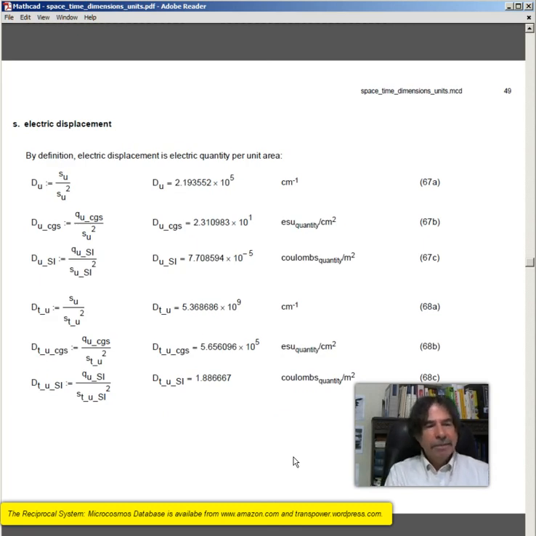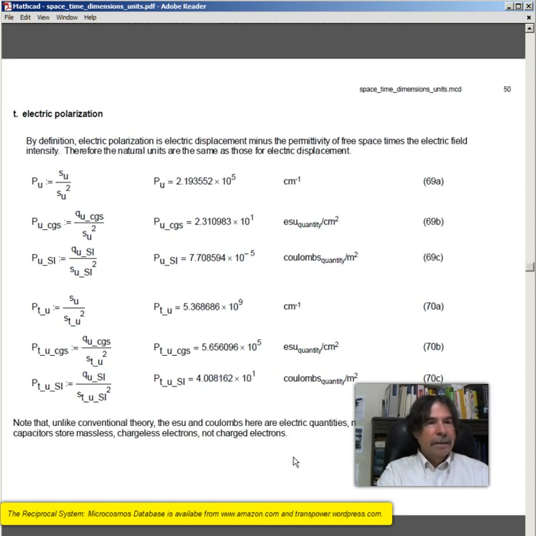By definition, electric displacement is electric quantity per unit area. By definition, electric polarization is electric displacement minus the permittivity of free space times the electric field intensity. Therefore, the natural units are the same as those for electric displacement, which you can see here. Unlike conventional theory, the ESU and coulombs here are electric quantities, not electric charges. Ordinary capacitors store massless chargeless electrons, not charged electrons. So it's a major difference there between the reciprocal system and conventional theory.